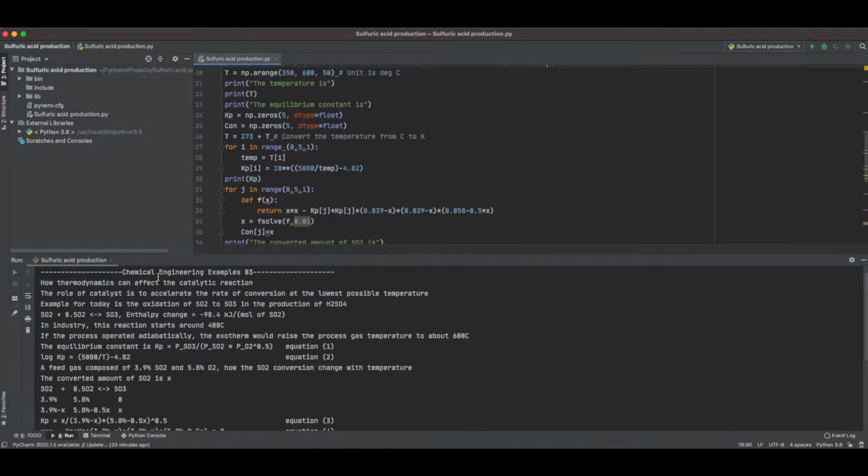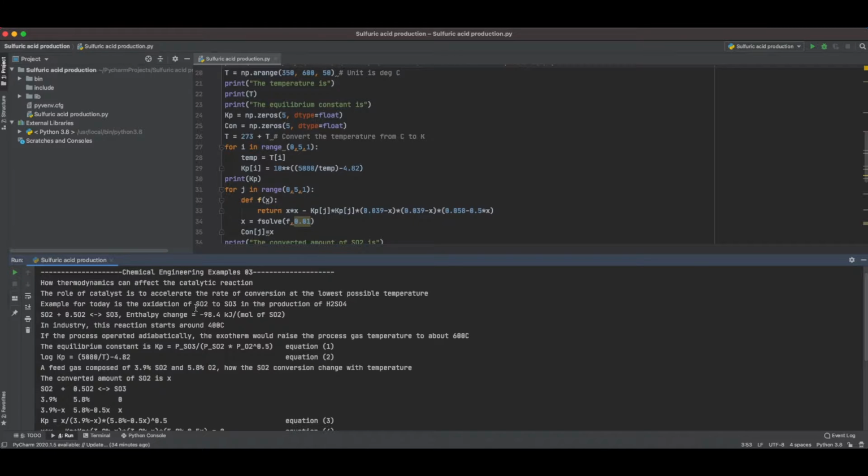Hello everyone, welcome to the chemical engineering example number 3. For today, we are going to study how thermodynamics can affect the catalytic reaction. Just a recap, the role of a catalyst is to accelerate the rate of conversion at the lowest possible temperature.